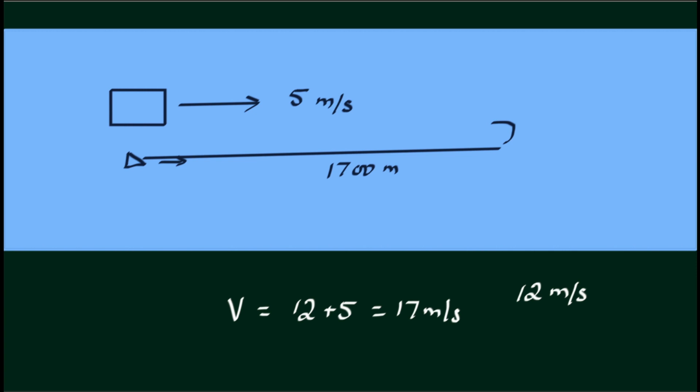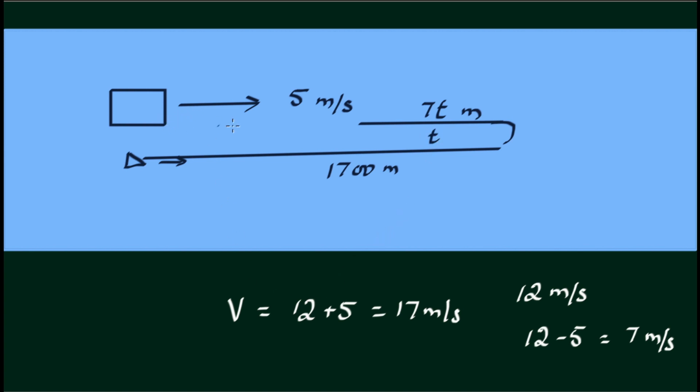Now on its way back, it's moving upriver, so its velocity is 12 minus the river's velocity 5, that is equal to 7 meters per second in the opposite direction. So let's say after turning around, the motorboat moves for t seconds before it meets the raft. So the motorboat has moved 7 times t meters, because it has moved for t seconds.